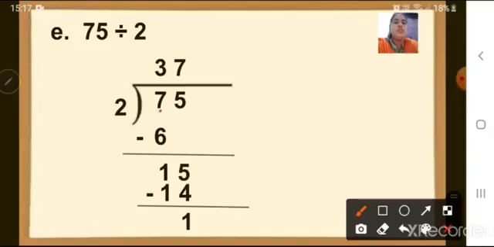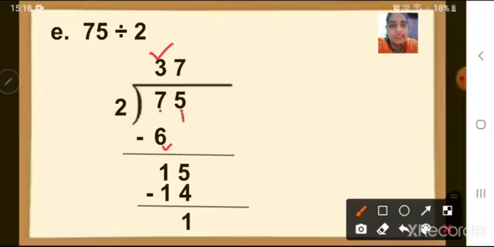We have to see whether 7 will go in 2's table. So 2 1s are 2, 2 2s are 4, 2 3s are 6, 2 4s are 8. Now 7 will not go into the table. We cannot divide. So what will we take? We will take a nearby number. So we are going to take 2 3s are 6. Then we will subtract. 7 minus 6 is equal to 1.